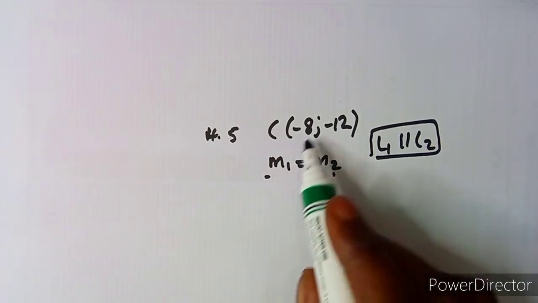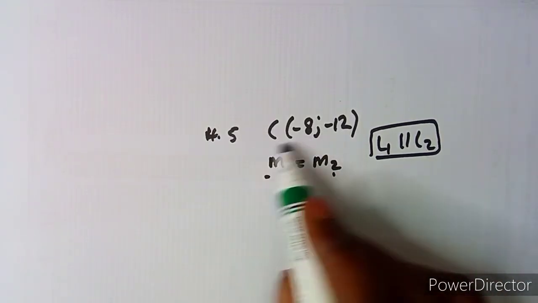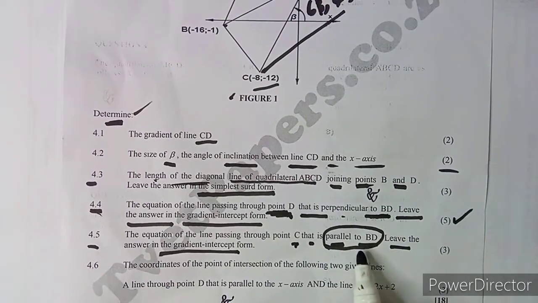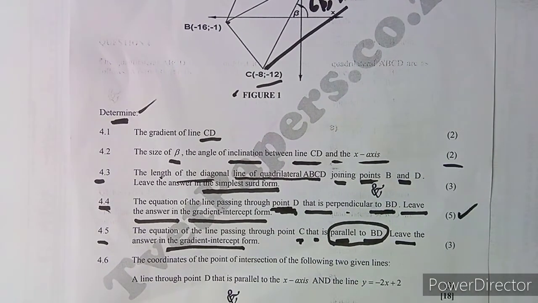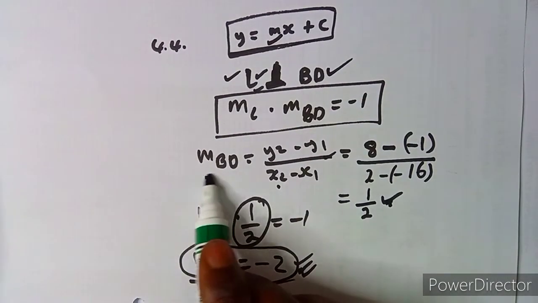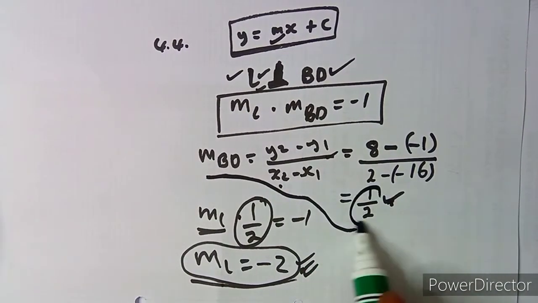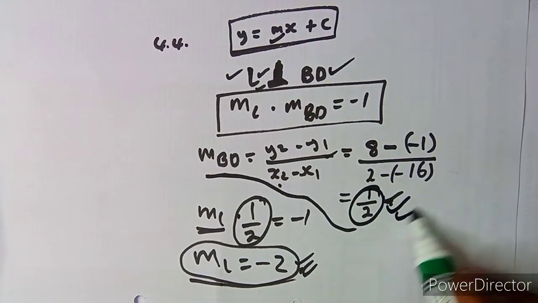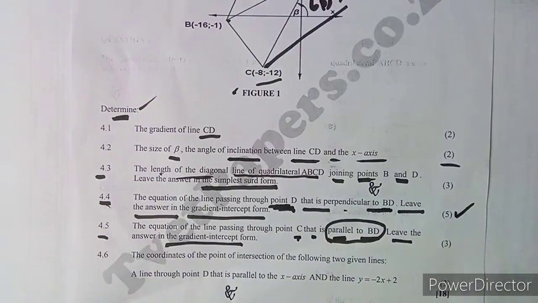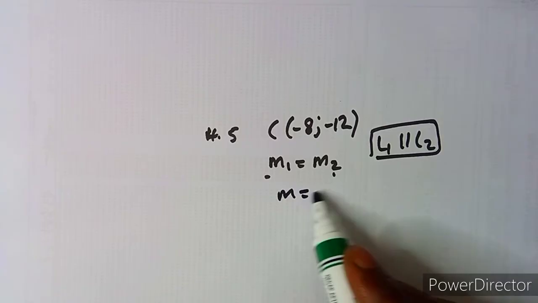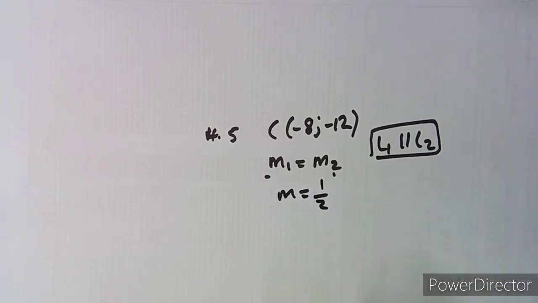So it means here, this line that is going to pass through C is parallel, take note, to BD. And we have the gradient of BD from the previous question that we did here. This was the gradient of line BD, which was 1 over 2. So we are going to use this gradient as it is, because they are equal. So our gradient is 1 over 2.